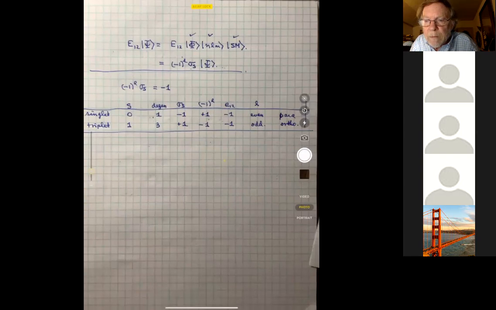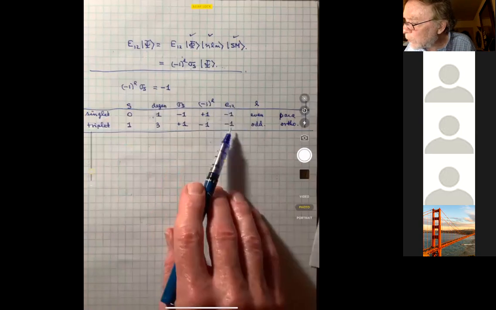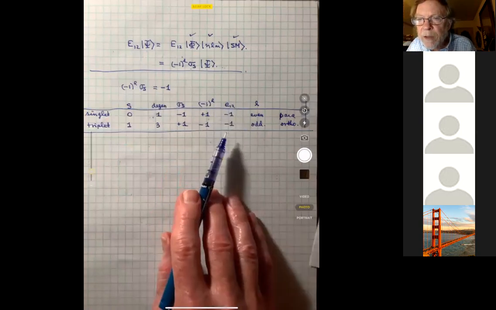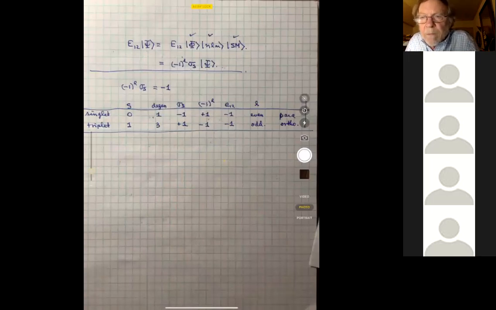Yeah, what is lowercase e12? Lowercase e12 is supposed to be the eigenvalue of capital E12, so it's got to be +1 or -1. But the point is the symmetrization postulate demands that it be -1 for the physical subspace. The physical subspace is the one in which lowercase e12 is equal to -1. The non-physical space is complementary to that, with the other eigenvalue.